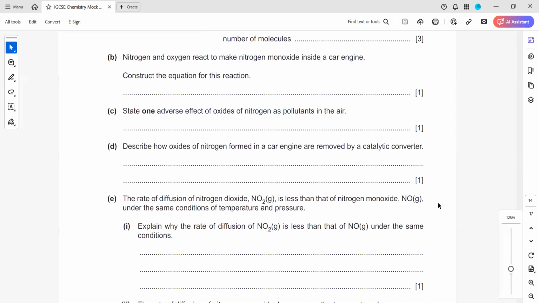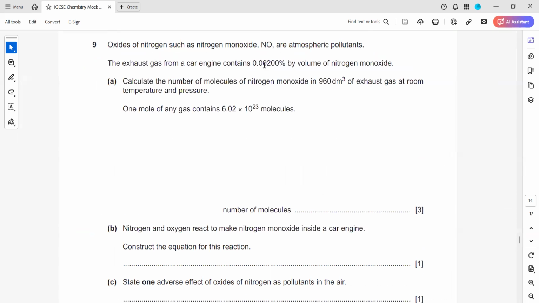One more, what of nitrogen monoxide is 0.0%. No, not 1 mole. This is a percentage of nitrogen monoxide in exhaust gas.